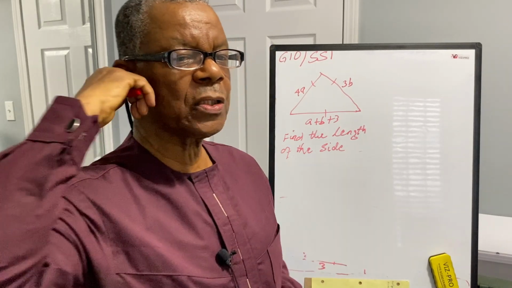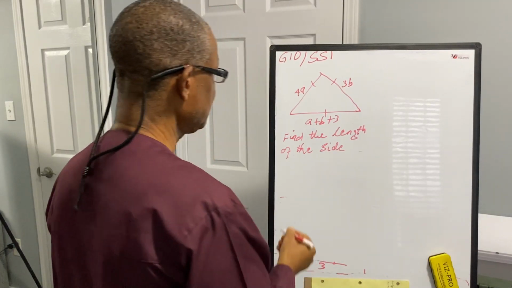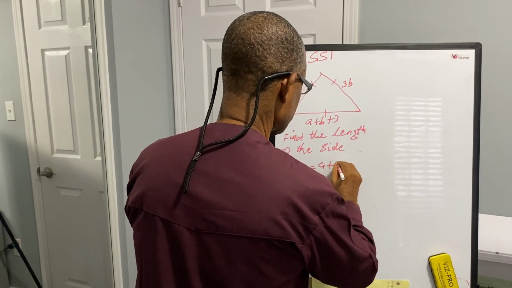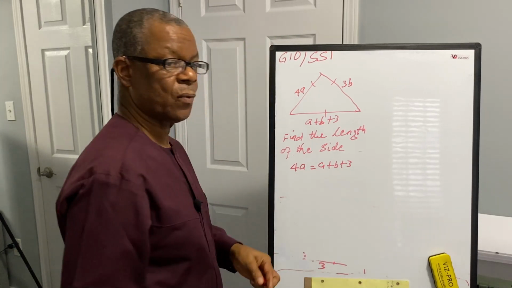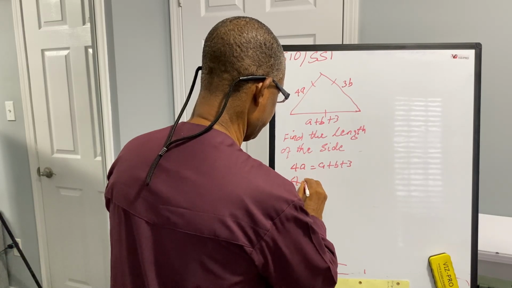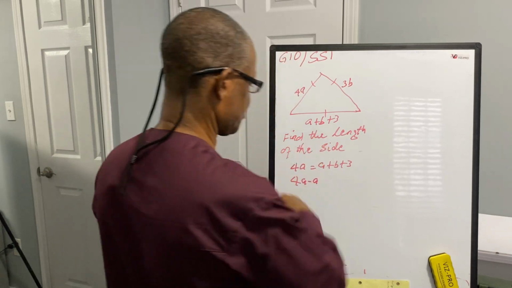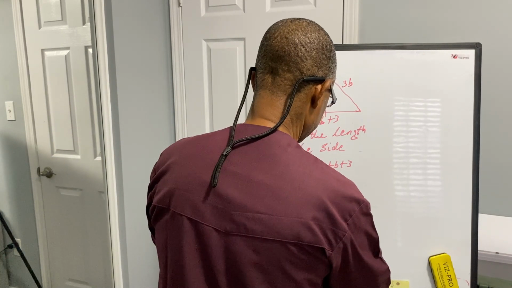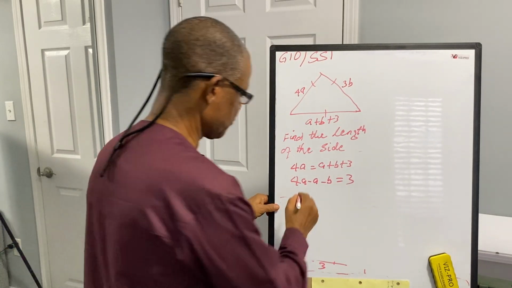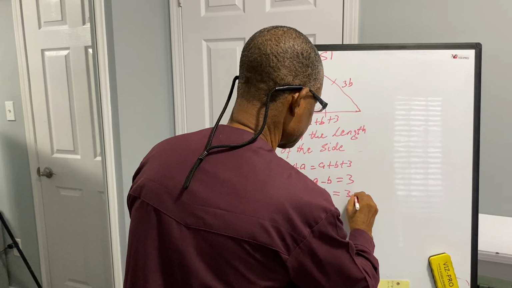Now we need two equations, two linear equations. We can have one: 4a is equal to a plus b plus 3. We marry these two sides to form one equation. That will give us 4a minus a, this a crossing, minus b, the b crossing, equals 3. And that will boil down to 3a minus b equals 3. This is our equation 1.